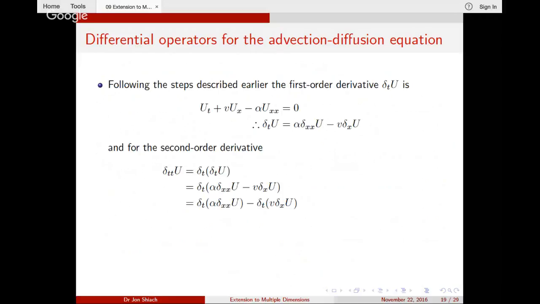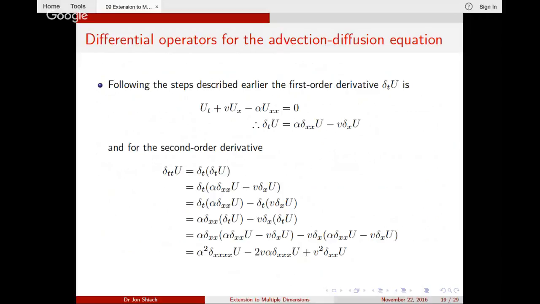Doesn't matter what order we do the derivative. So I could swap the delta t with the delta x there, and the delta t with the delta x there. Okay, and we have this sort of thing again. So again, plug that in. Okay, bit of algebra, and that's our second, that's our delta double t.